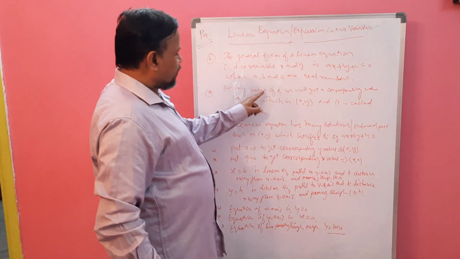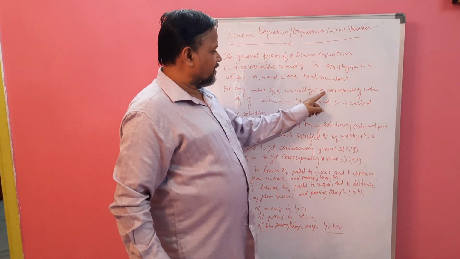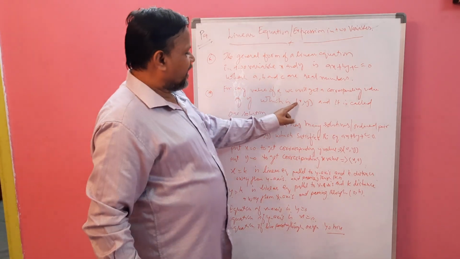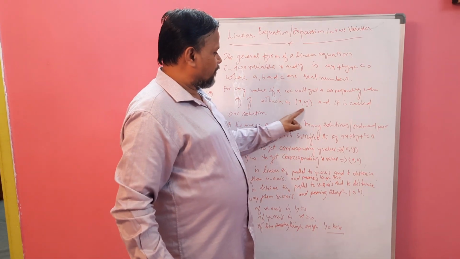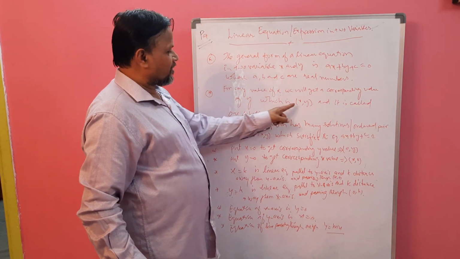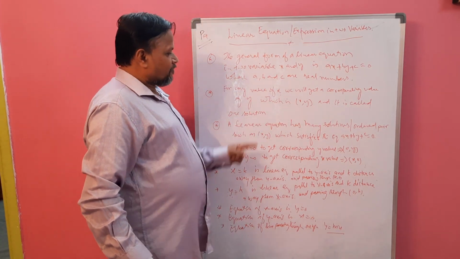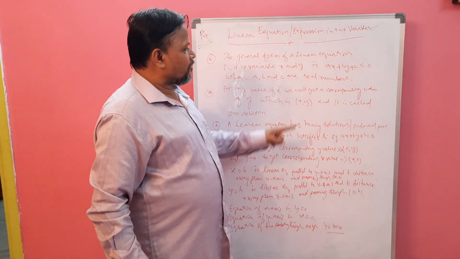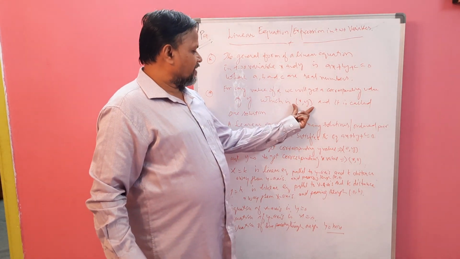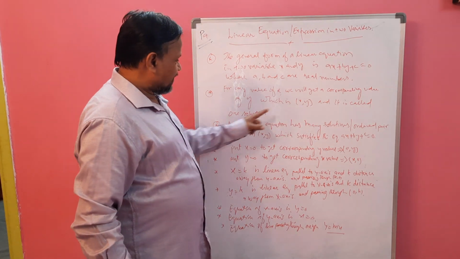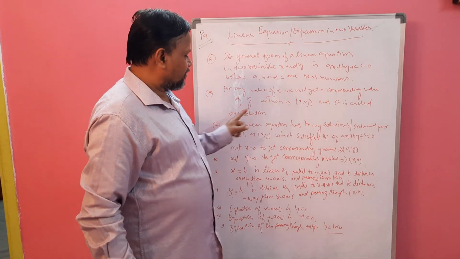For any value of x, we will get a corresponding value of y, which is the ordered pair x comma y, and it is called one solution. For each value of x, we get a corresponding value of y, and we can write that in the form of an ordered pair x comma y. That is one solution of this equation.